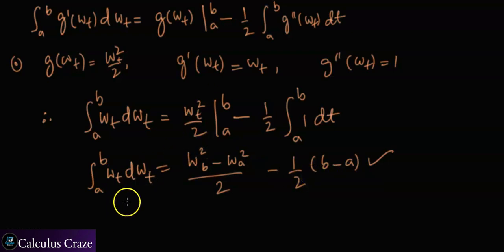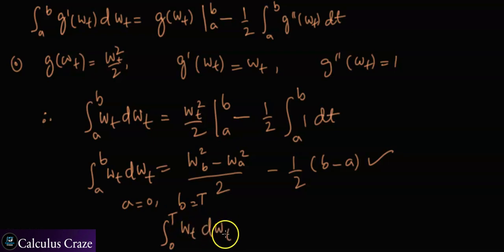Much more to come. If we set a to be 0 and b to be capital T, then this integral from 0 to T of the Brownian with respect to Brownian is given by Brownian square at capital T divided by 2, minus 1/2 times capital T. That's how we will compute more in the coming videos.